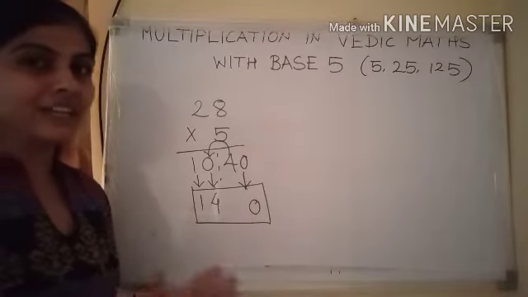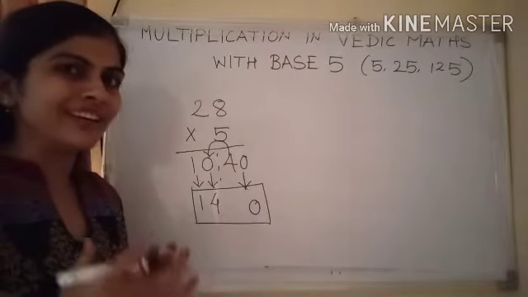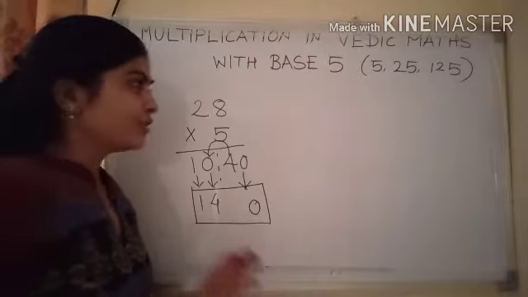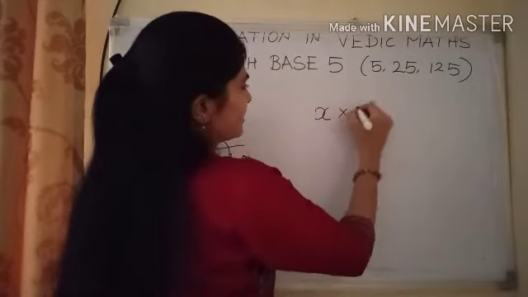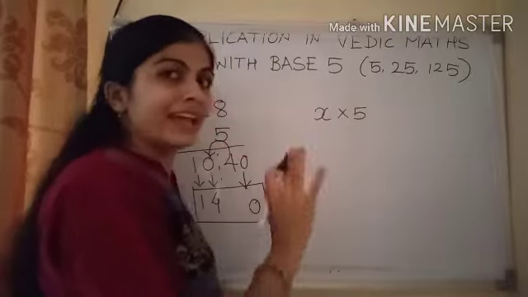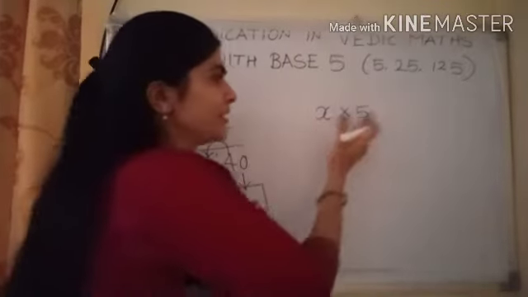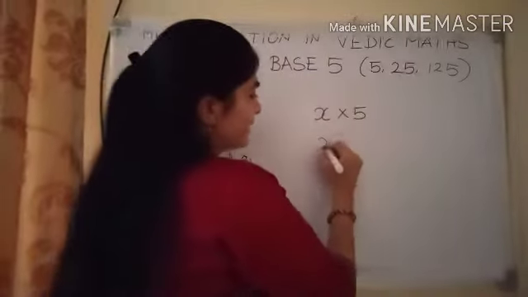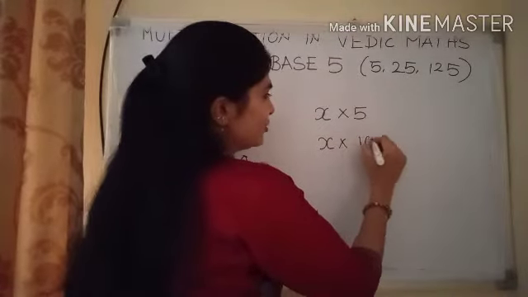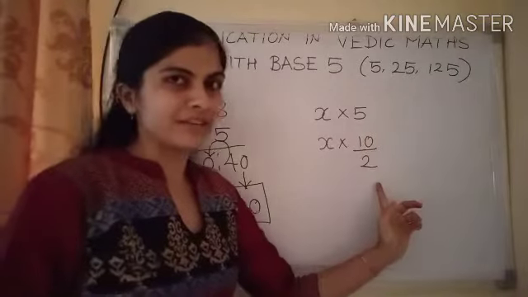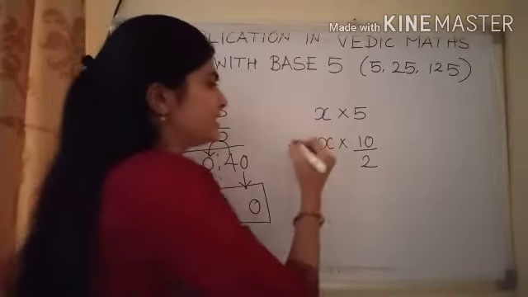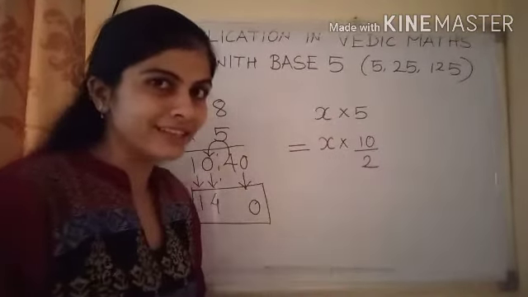But here we are going to solve it with some tricks. You know very well, if any number, suppose x is multiplied by 5, can I write it like x into 10 by 2? 5 is equal to 10 by 2, right? So its value won't change. We can write it down like this.